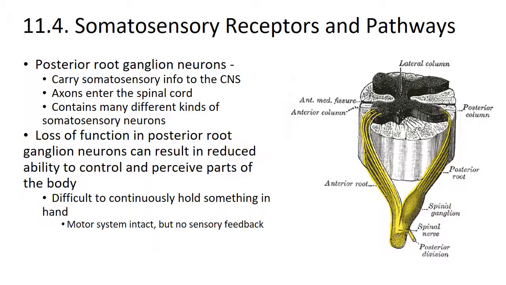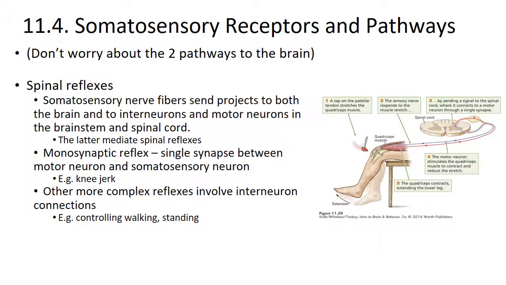A loss of function, so a lesion to the posterior root ganglion neurons, can result in significantly reduced ability to control and perceive different parts of the body, so that can be a really dramatic loss. For instance, somebody can lose the ability to continuously hold something in their hand because they're not getting that sensory feedback from their hand so that they can adjust their grip on the object. The motor system remains intact, but without sensory feedback, the appropriate motor force cannot be implemented.